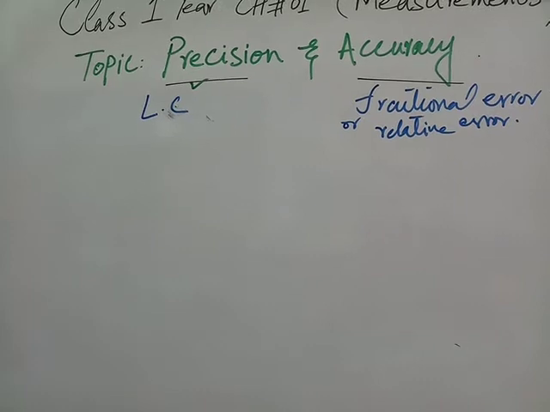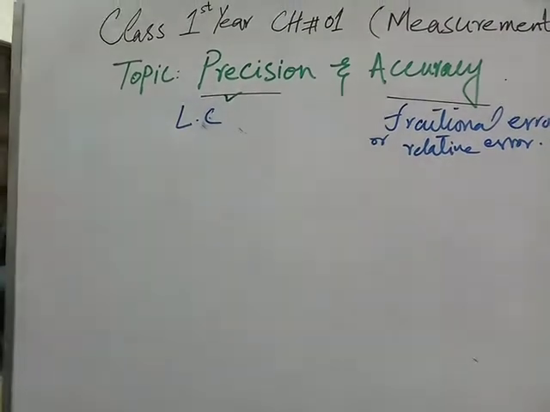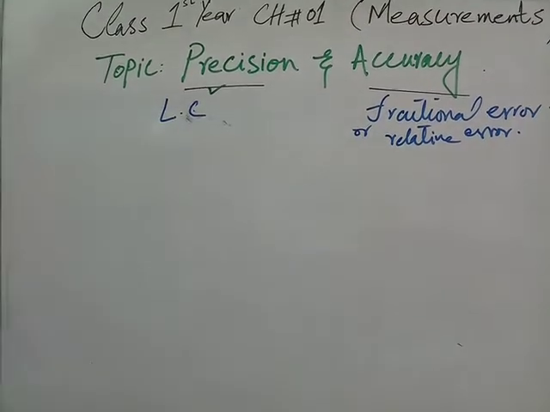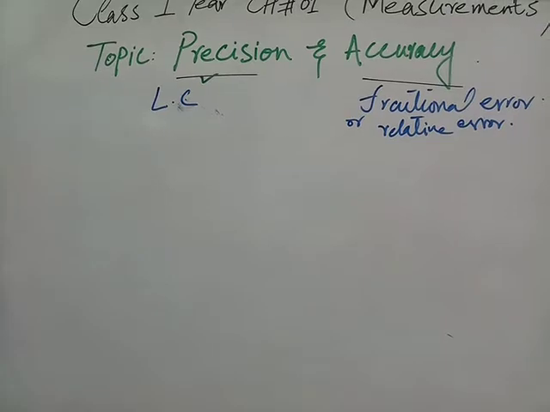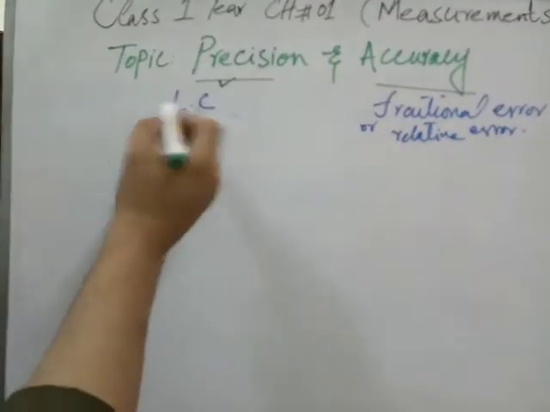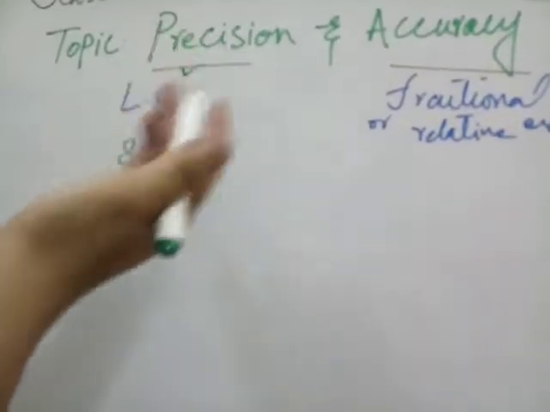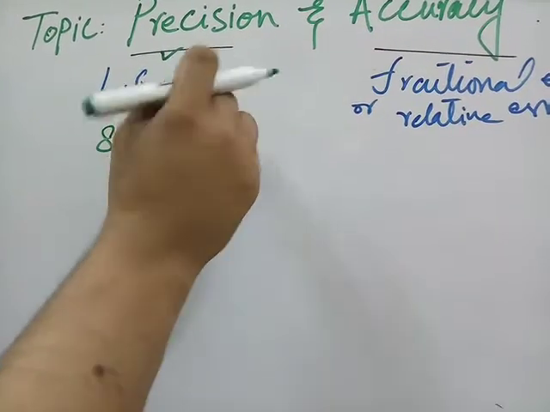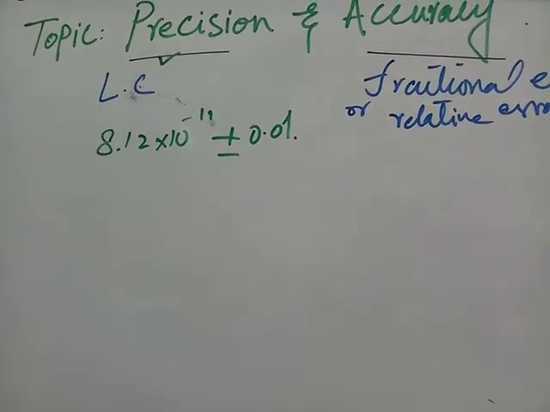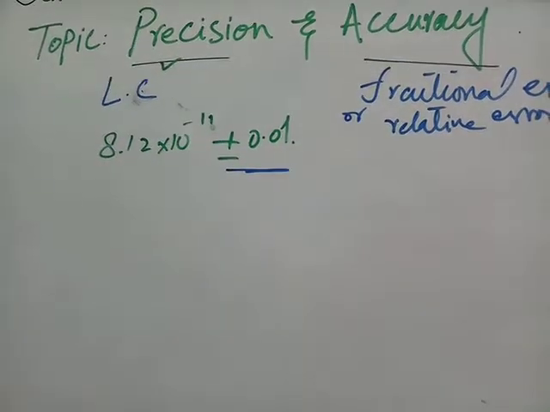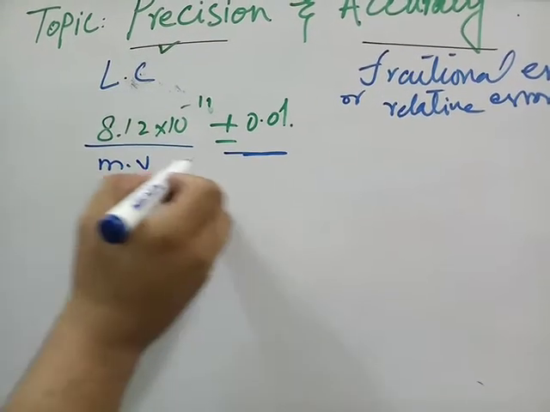In 10th class practicals, you find some errors, like when you calculate the length or diameter of a solid cylinder by using a vernier caliper. So just for calculation, the measurement will be 8.12 into 10 raised to 4, suppose this is any value, and you can write this plus minus 0.01. So this is the least count of the instrument. Suppose this is the measured value and this is the least count.